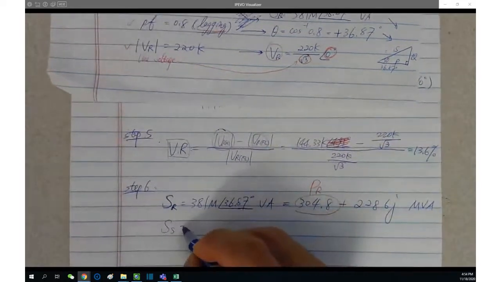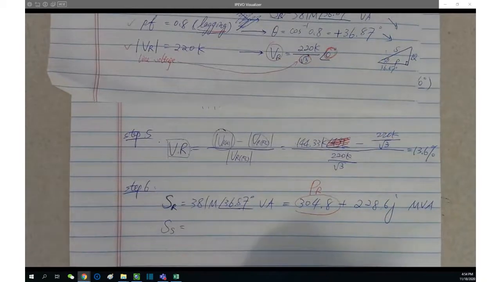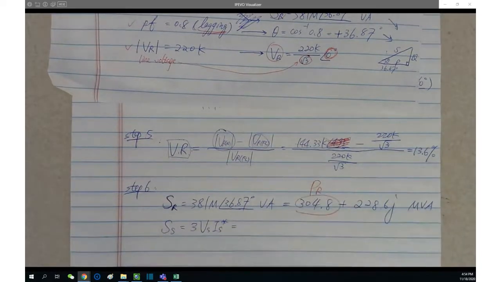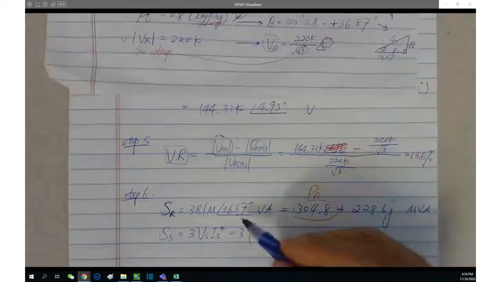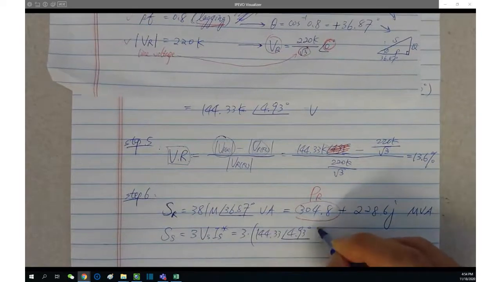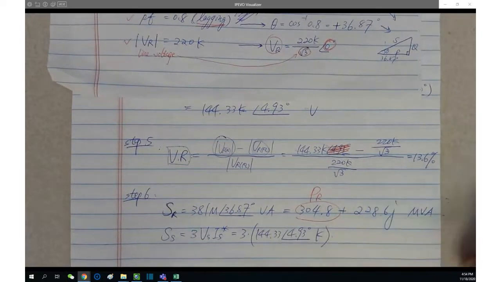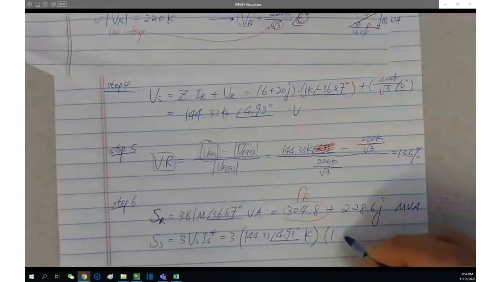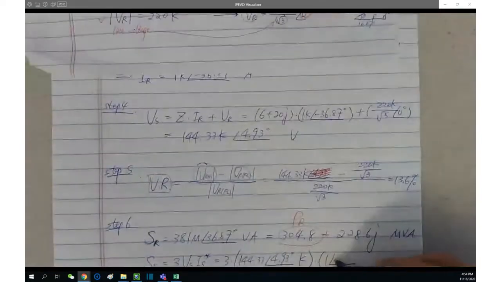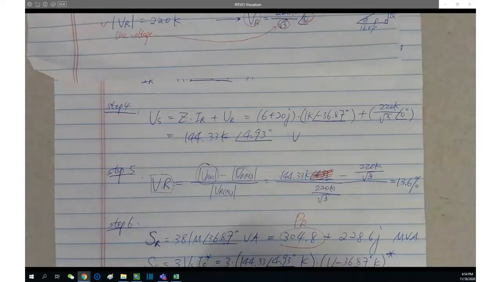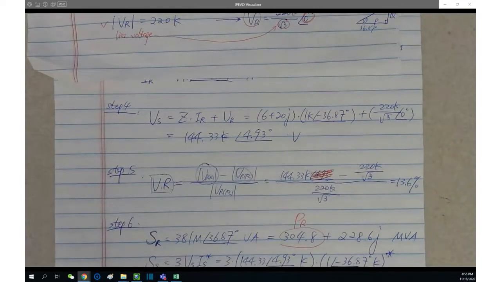In the meantime, SS equals what? SS takes calculation, isn't it? But you have VS and IS. VS already got 144.33 ∠3.93° kilovolts times the current IS, which equals IR. IS just equals IR, with an angle of -36.8°. Of course, conjugate. Don't forget to conjugate, right? So after calculation, you received SS.